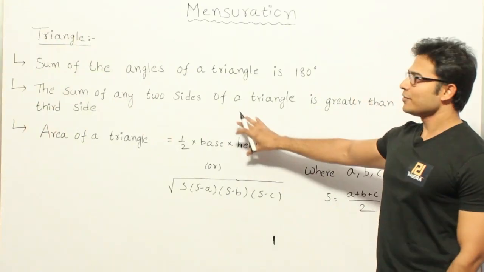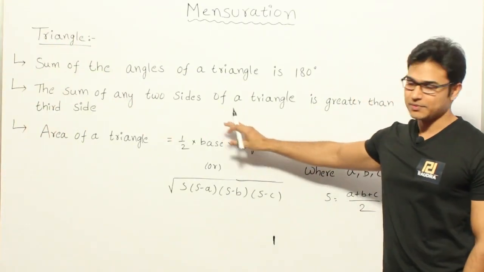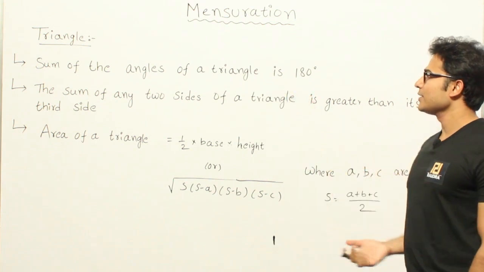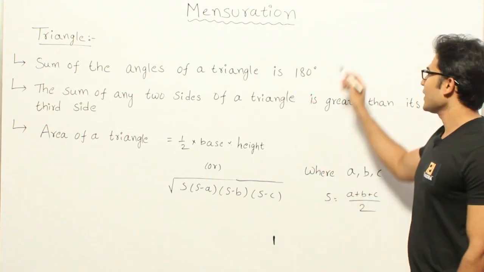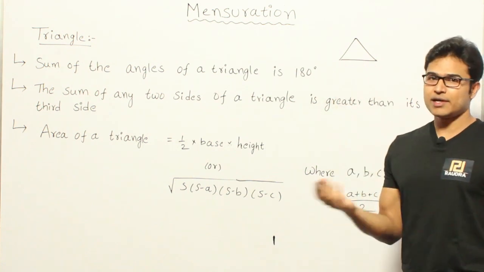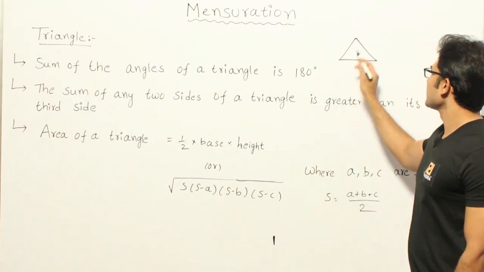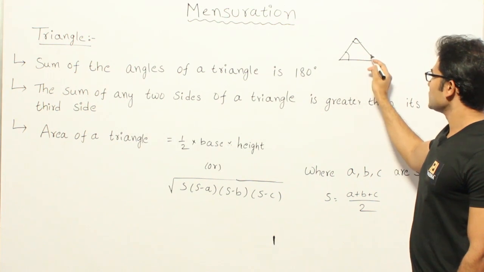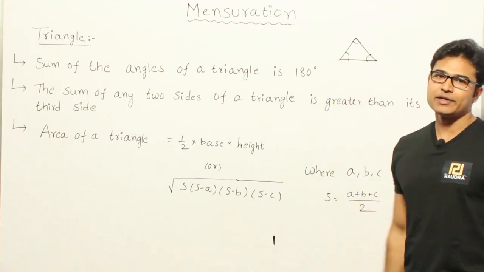Let's see some properties about the triangle, then we shall see the problems. So the first one is, the sum of the angles of the triangle is 180. In a triangle, we know that the name itself says that there are three angles, isn't it? Triangle, three angles. So now if you add all the angles together, the sum is going to be 180.